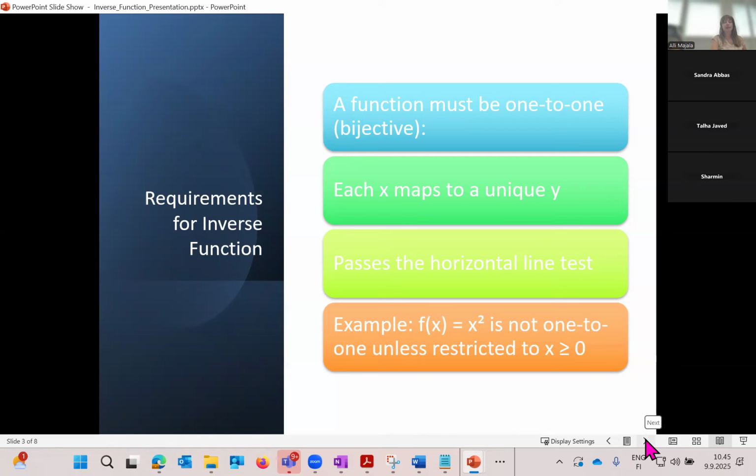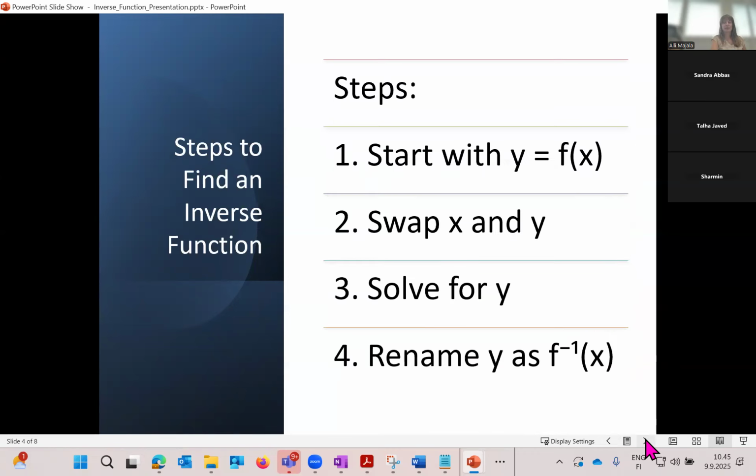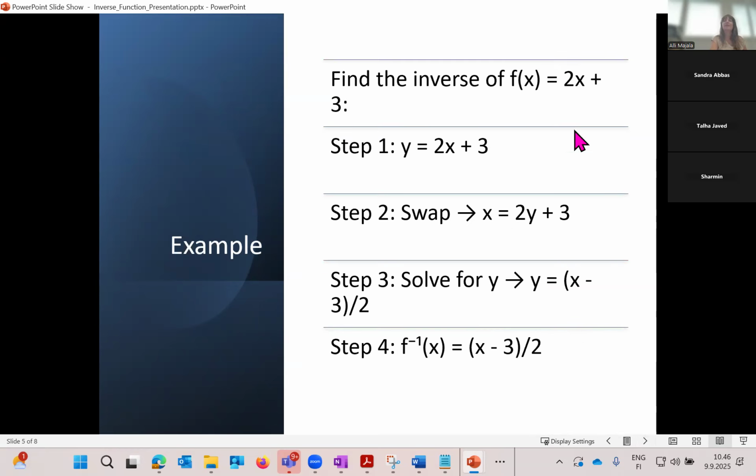We can then think about this maybe later, because soon we may come to that kind of function as well. So how do you get an inverse function? You start with y is f(x). So you swap x and y, solve for y, and rename y as the inverse. Okay, so there are steps, for example, for this kind of function.